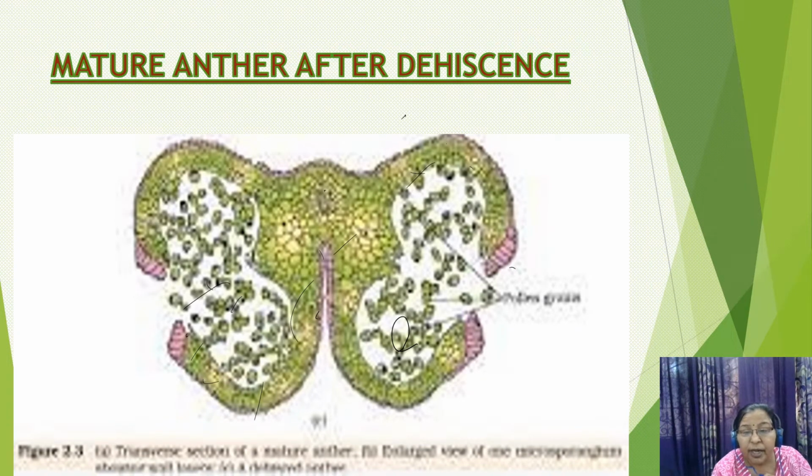This is the mature anther. This mature anther has pollen grains. These pollen grains are in the form of tetrads. Tetrads means four pollens are joined together. Three you can see here. The fourth one will be at the back. So these tetrads will be released in the air. After this, they will detach. This one pollen grain will detach from here.